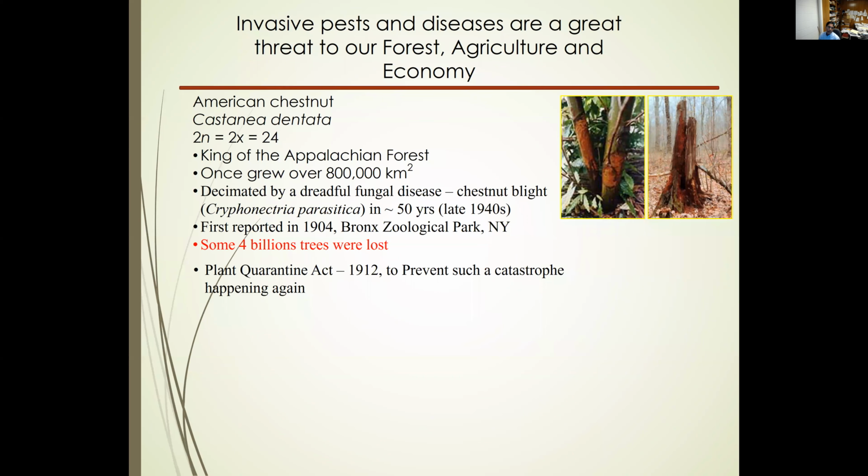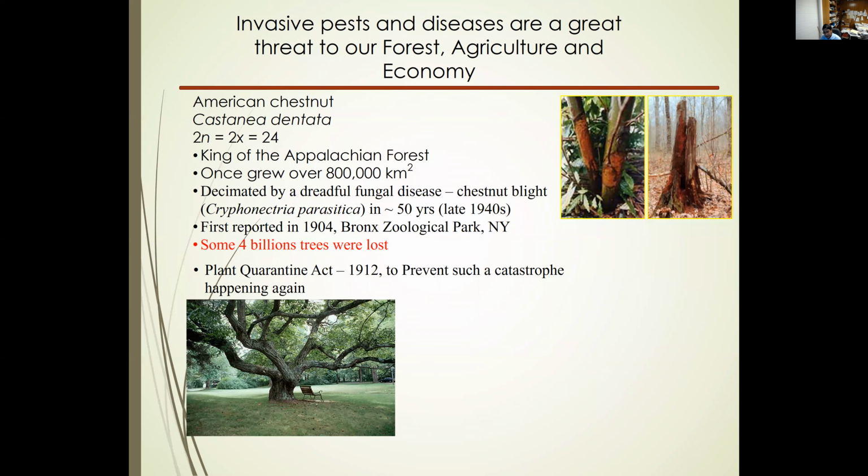It was completely wiped out in 50 years, first reported in 1904. Chinese and Japanese chestnut were brought to the United States just for beautification. You see that it was a man-made disaster, but it was not intentional. Some 4 billion trees were lost. And as you know, the Quarantine Act was passed based on this disaster to prevent such a catastrophe from happening again.